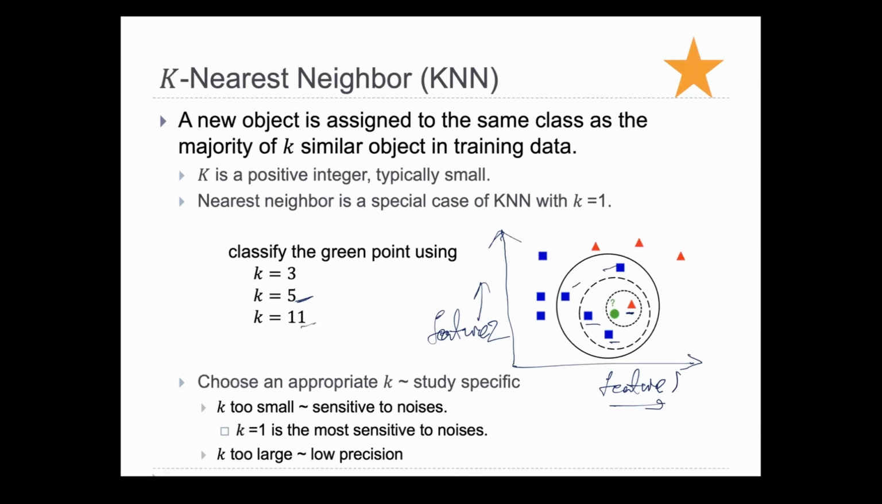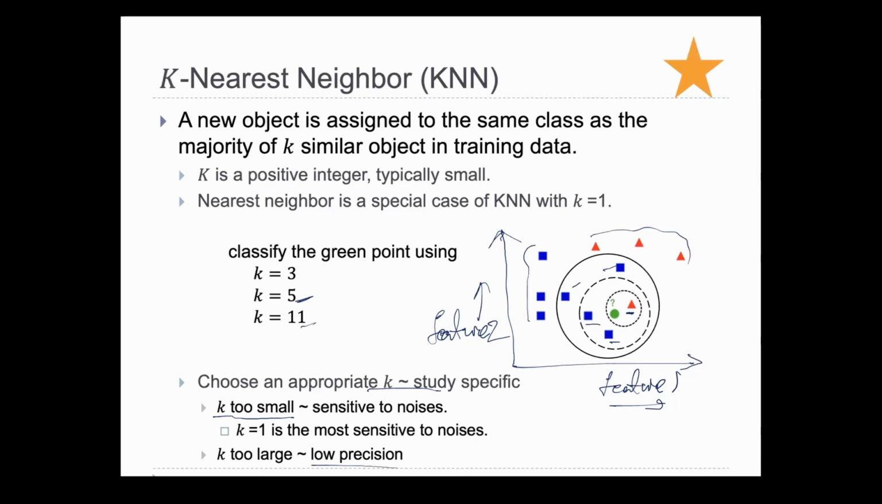If you take 11 nearest neighbors, in that case, these blue points and these red points will also be included. So we will have 1, 2, 3, 4, 5, 6, 7 blue points, and 1, 2, 3, 4 red points. That means the majority is blue, so blue will win. How can we choose an appropriate K for a study? If K is too small, it can be sensitive to noise. And if K is too large, it may have low precision.